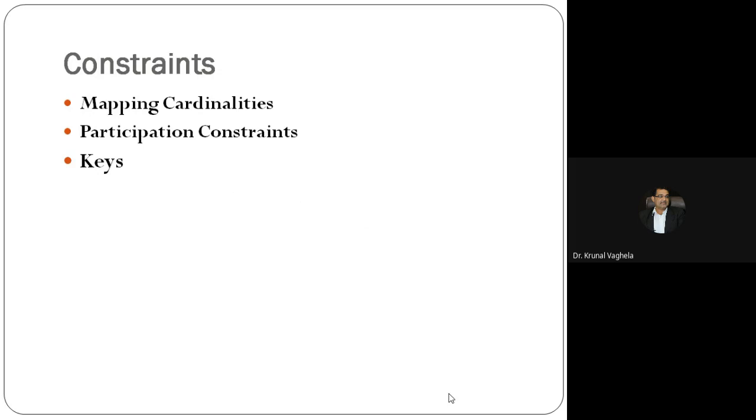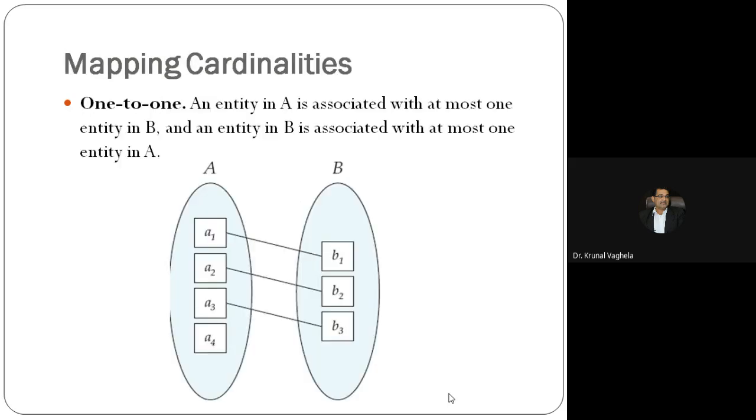Mapping cardinality we have already done, and participation constraint. So I will repeat mapping cardinality. Now what is mapping cardinality? A record of one entity set is related with how many records of a second entity set. A record of one table, entity set is table, is related with records of how many tables. That is mapping cardinality.